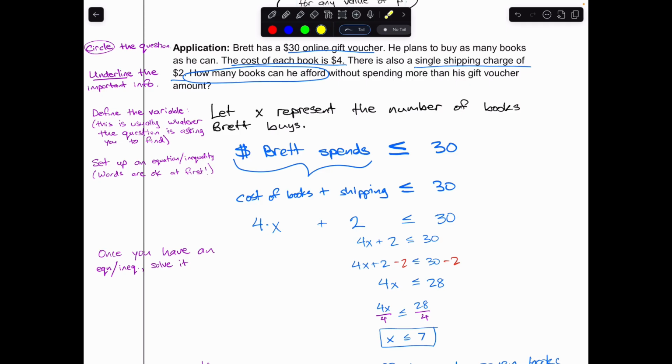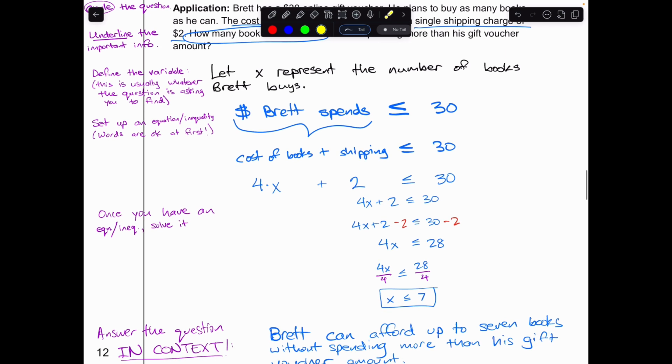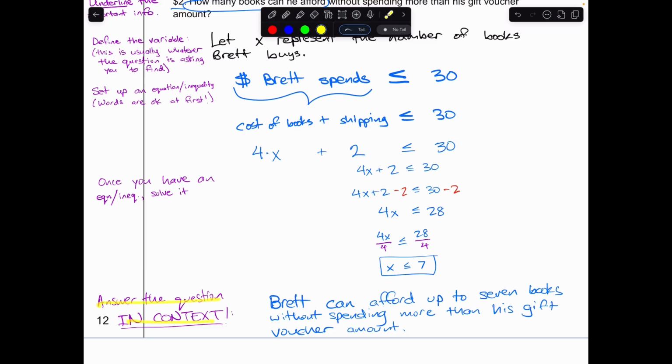However, our last step in this word problem strategy, remember the question that we circled? We need to answer it. Don't just answer it in symbols. Even if you get here, that's great, but write a sentence. You were given a word problem, a sentence, a question. So make a statement answering the question. Answer the question in context. That's huge. So to get 100% credit on your whole word problem, you should answer something like this. It doesn't have to be the exact words that I did, but you should say that Brett can afford up to 7 books.